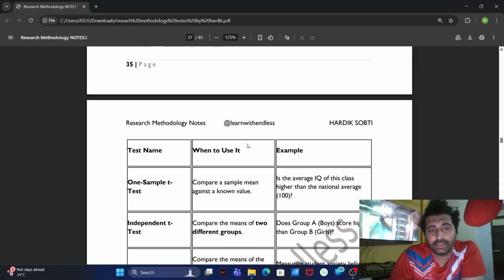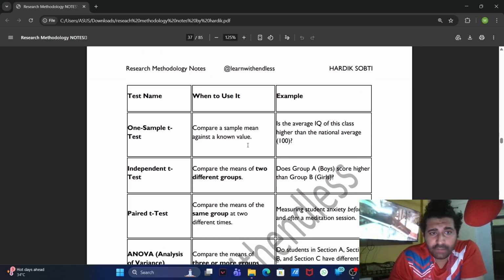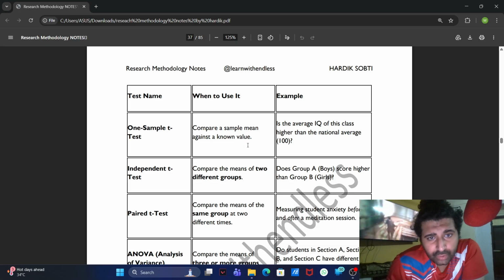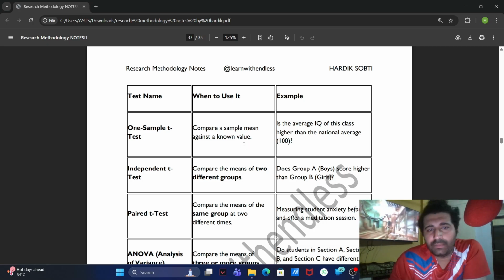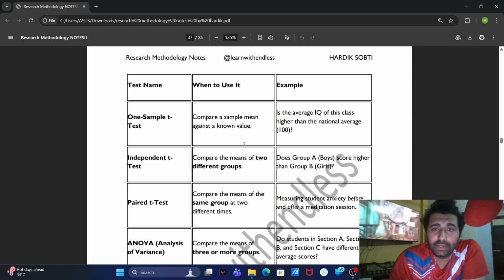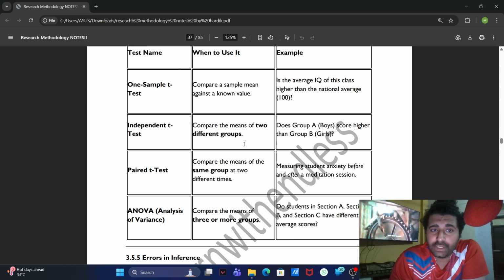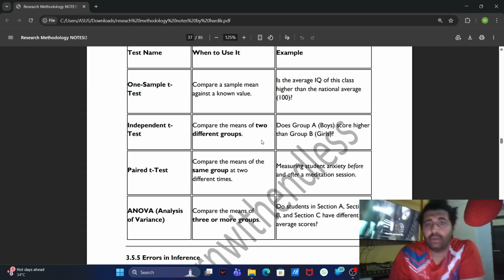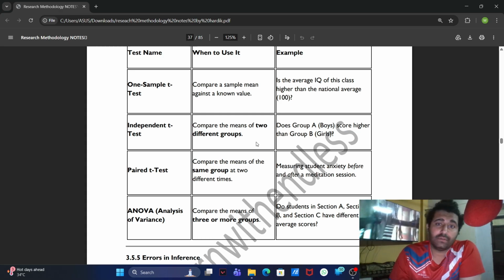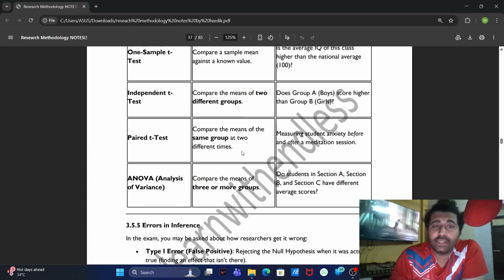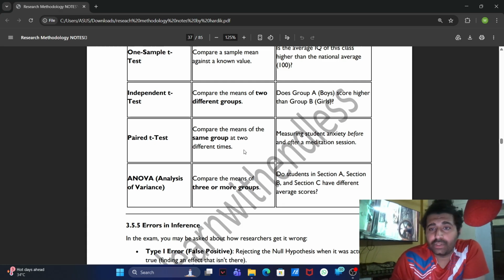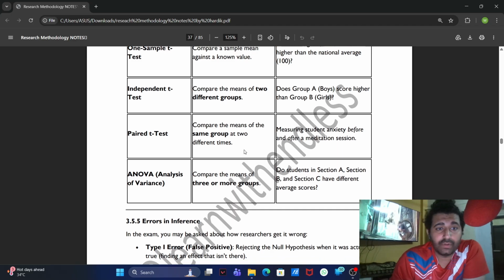The common inferential tests. One sample t-test: it is used to compare a sample mean against a known value. For example, if the average IQ of this class is higher than the national average 100. Independent t-test: it is used to compare the means of two different groups. Example, do boys score higher than girls? Paired t-test: it is used to compare the means of the same group at two different times. Example, measuring student anxiety before and after a meditation session.